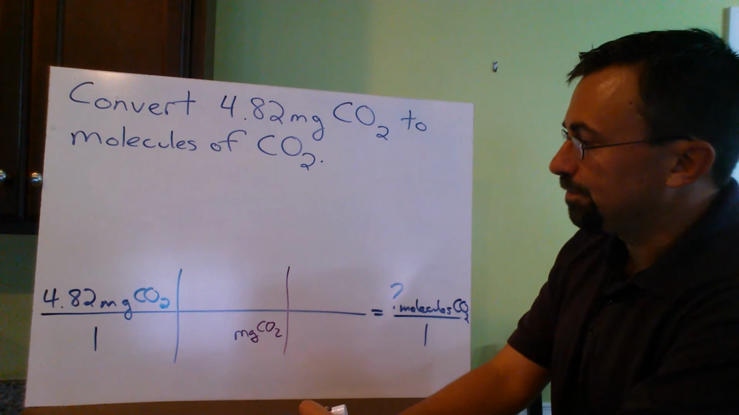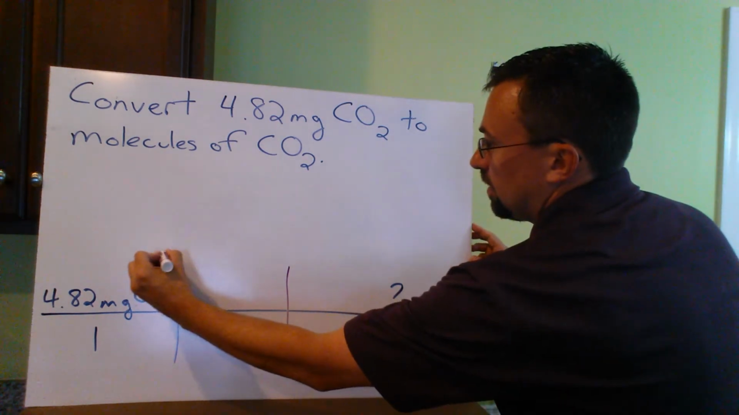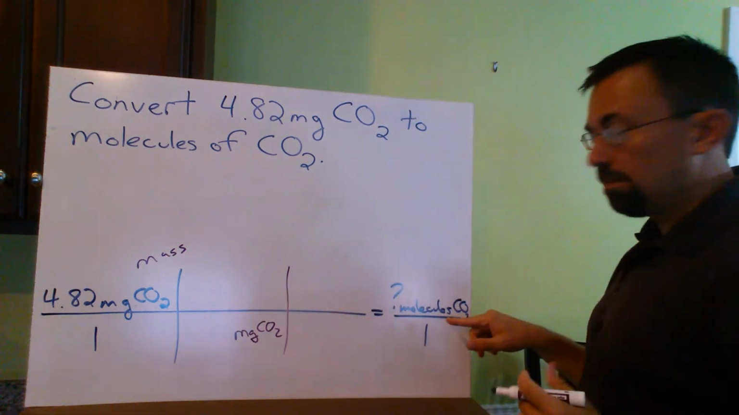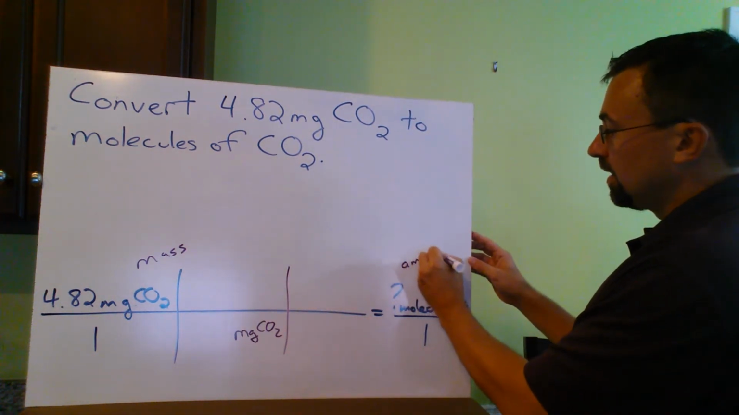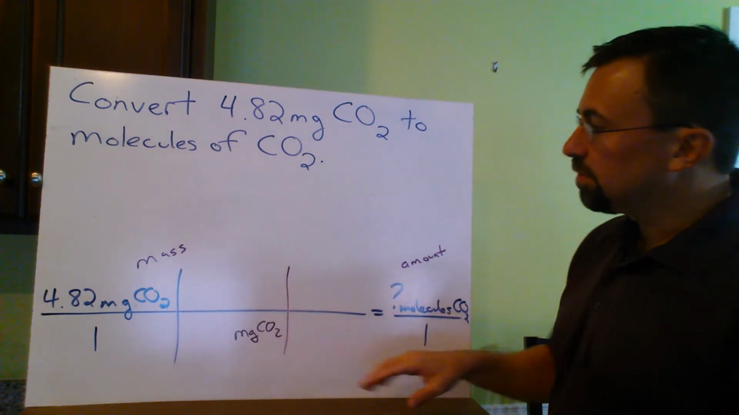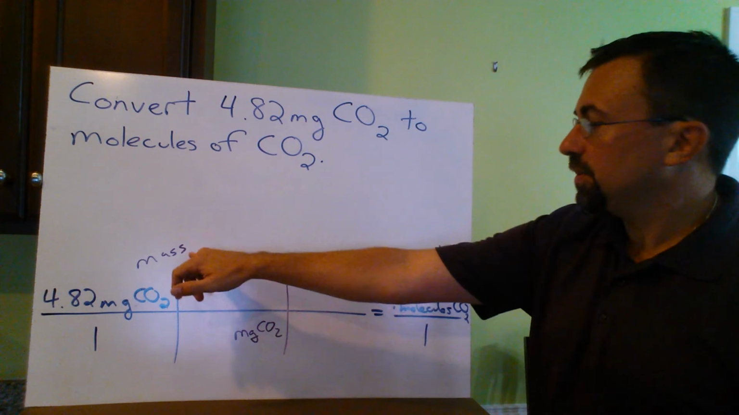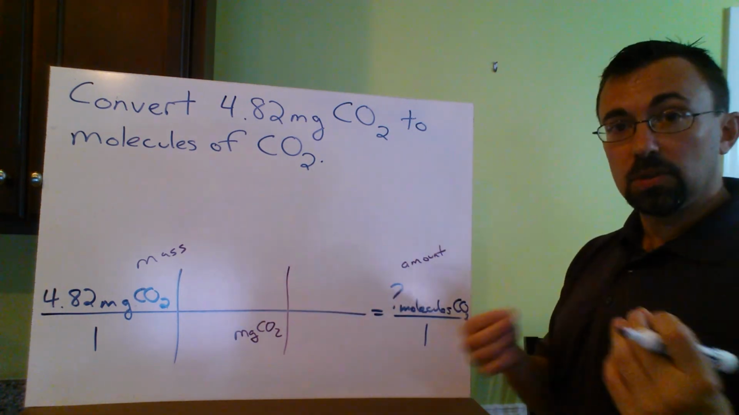We know that whatever's up here is going to be down here. Milligrams is a unit of mass. Molecules is just a count, so that's a type of amount. So we go back to my question: they're both CO2, but do we have a direct relationship between mass and amount? The answer is yes. It's still the formula weight.